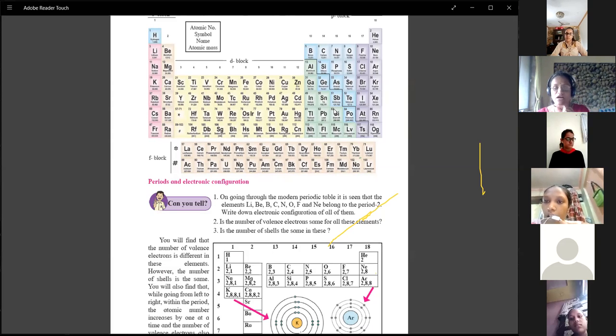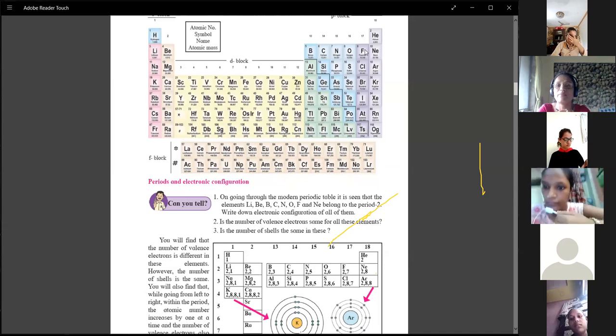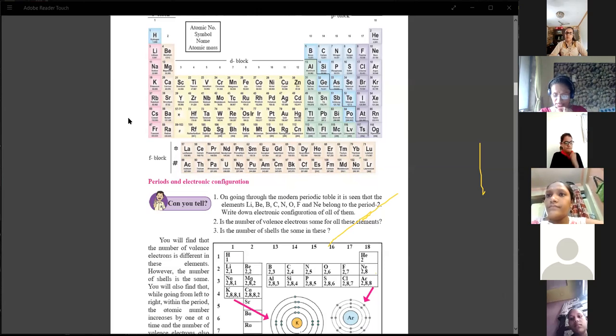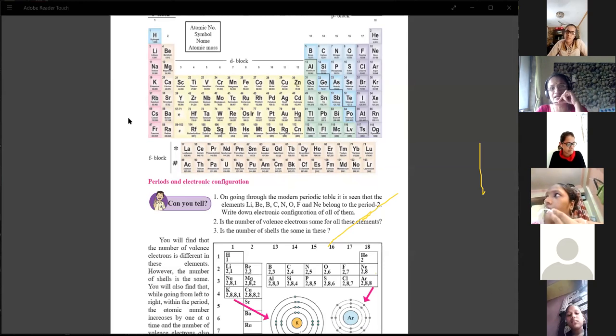Gradation in the halogen family. Now come to our last, the halogen family, in the 17th group. Group 17 contains the members of the halogen family. Why are they called halogens? Hal means salt, and gen means former. They form a salt when they combine with metals.